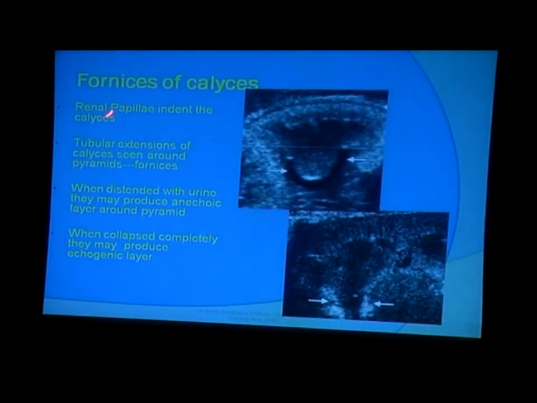Just showing you again, these are called fornices. So we see the pyramid here, and on either side of the pyramid, this picture and this picture both look different. This picture looks like this because the calyces are having some fluid, some urine is there. So the picture is like this. They are slightly dilated. While here, they are collapsed, and you may see them as echogenic area only.